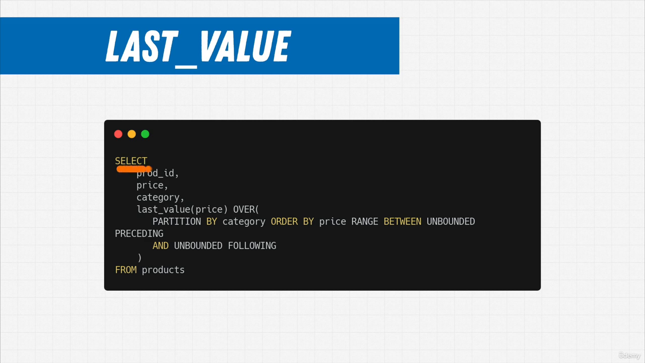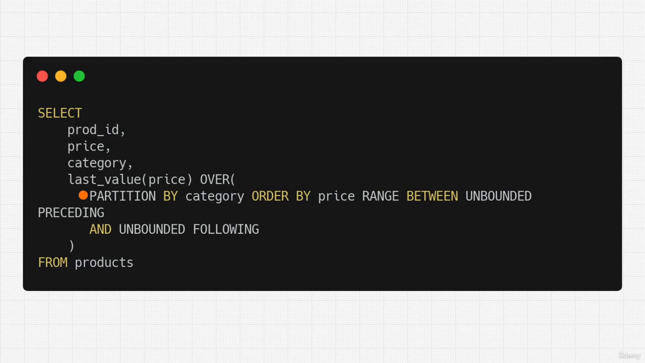Over here, we can see we're doing the same select with product ID, price, category, and now we're using last value instead. We're saying, I want the last price. But just like we did with first value, where we figured out it was unnecessary, we're doing a frame change. We're going to change the framing to be range between unbounded preceding and unbounded following. So we're still partitioning by category and still ordering by price, but we're changing the frame to be unbounded preceding and unbounded following. Let's see what happens there.